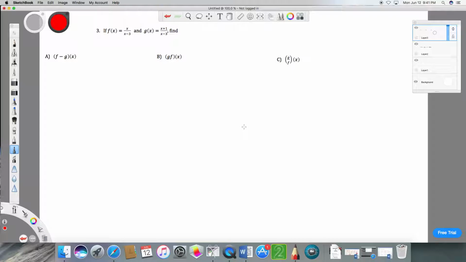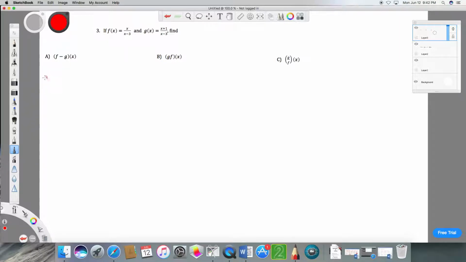They give us two functions f and g. They are both rational functions. We see ratios, we see variables in the denominator. And they're going to ask us like 9 different things to do with these two functions. So let's start with a, b, and c. They're asking us to build a new function in part a through subtraction, in part b through multiplication, and part c through division.